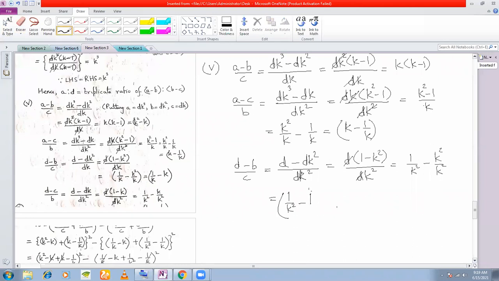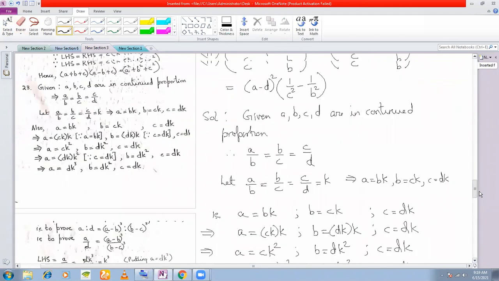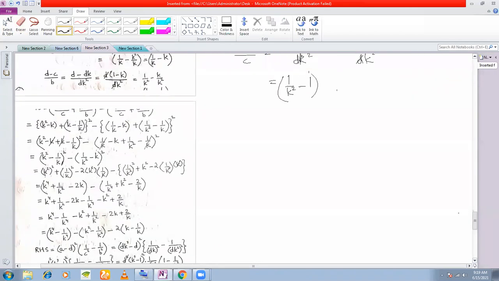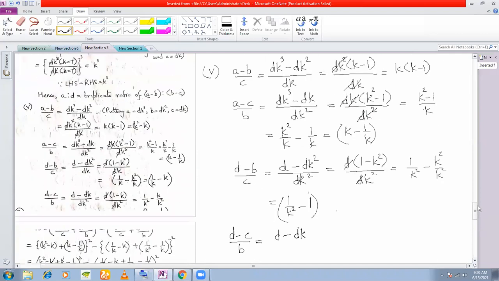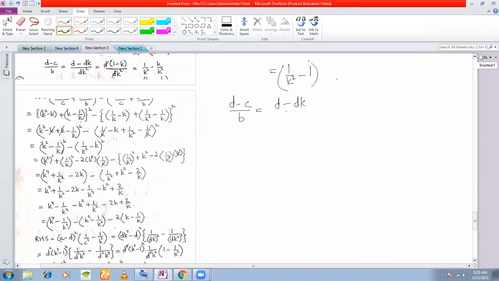Okay, so this is 1 by k square minus 1. This is okay. Next one is d minus c by d. Now d is d itself. C is dk, right? Yes, c is dk. Divided by b, which is dk square, from the numerator you can take d common: 1 minus k divided by k square, which is equal to d times (1 minus k) by k square.